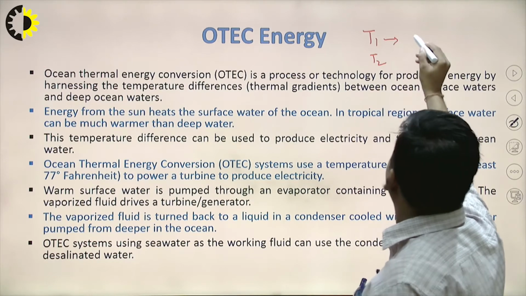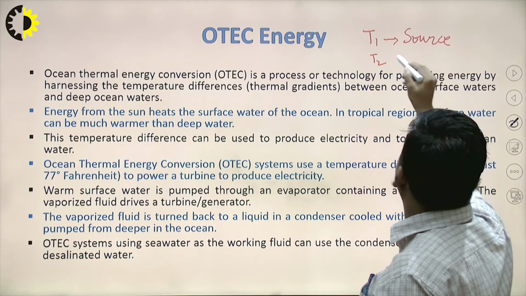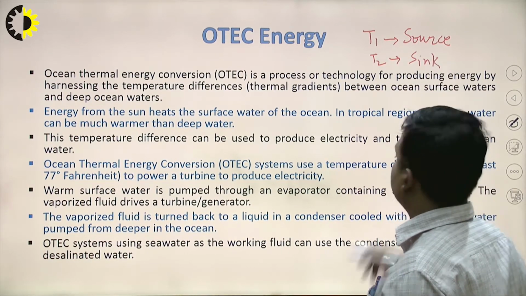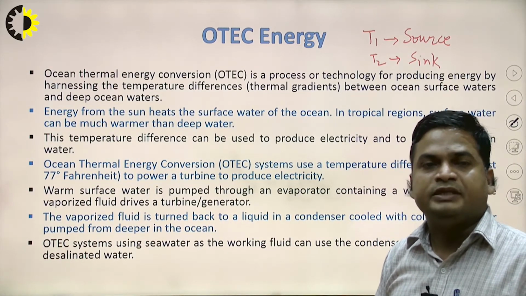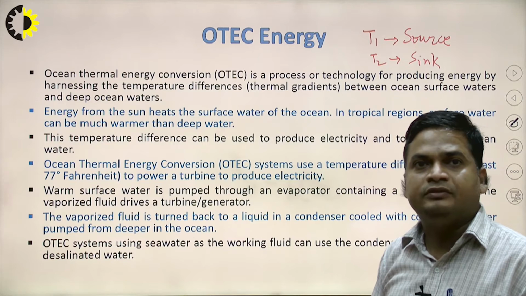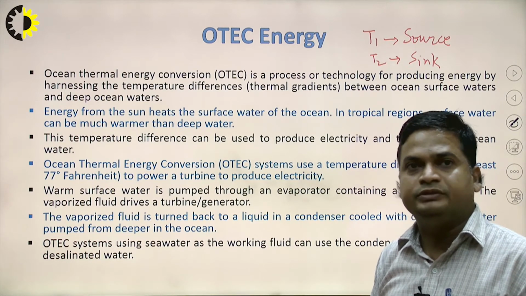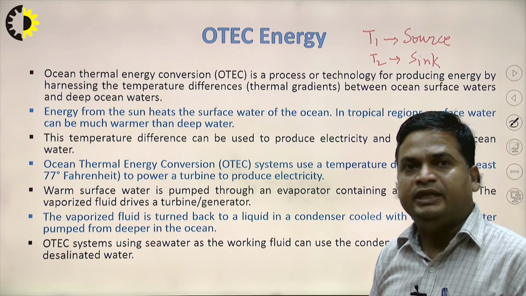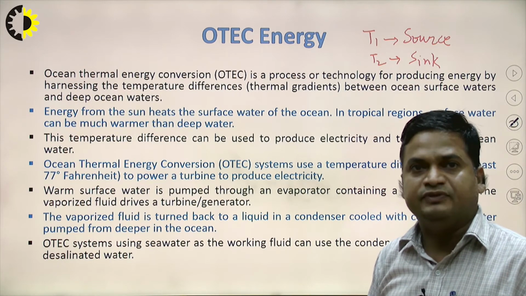T1 is, we can say, the source, and T2 is the sink. From the concept of thermodynamics, if there is a temperature difference, with one at the source, that is the higher temperature, and the second at T2, that is the sink at the lower temperature, then we can utilize that for some commercial work or some energy transfer.